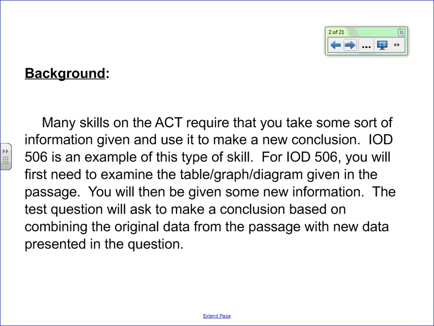Let's get started by taking a look at the background information. Many skills on the ACT require that you take some sort of information given and use it to make a new conclusion. IOD506 is an example of this type of skill. For IOD506, you will first need to examine the table, graph, diagram given in the passage. You'll then be given some new information. The test question will ask you to make some conclusions based on combining the original data from the passage with new data presented in the question.